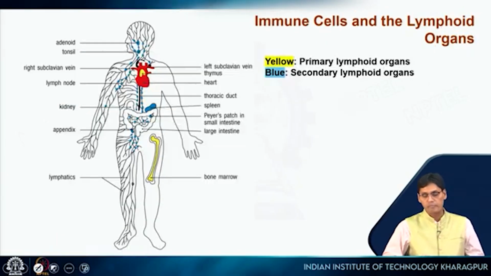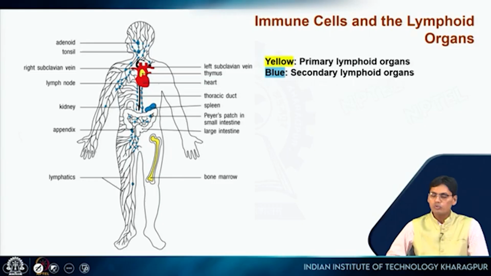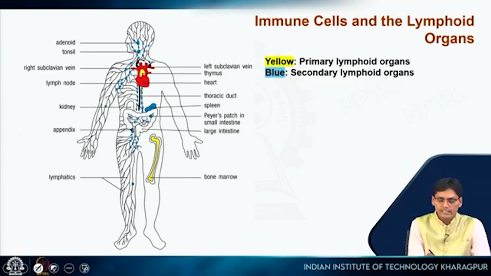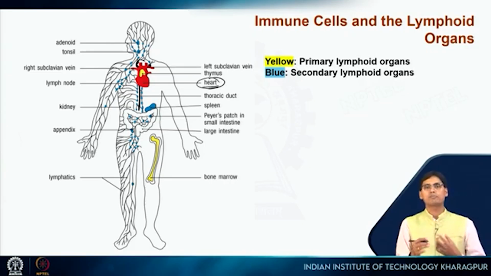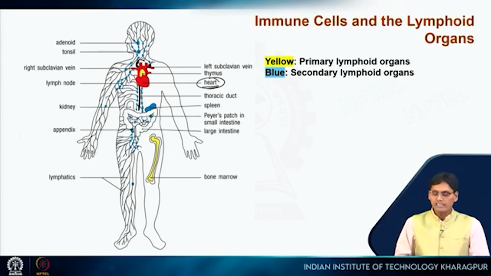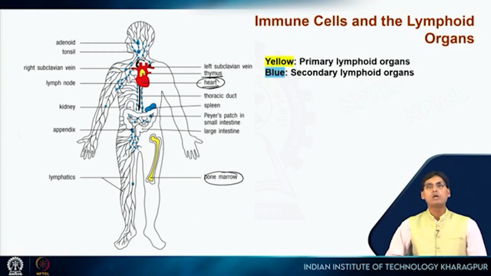Now, let's see where these immune cells are present in our body. I told you that all of them originate from the bone marrow, and after that, what is happening? So, immune cells and the lymphoid organs we are going to discuss here now. If you see, in red color we are just referring to our heart, as a kind of reference point. From there you can see all these things. And in yellow color, two things are mentioned here, the bone marrow and the thymus. These two are our primary lymphoid organs.